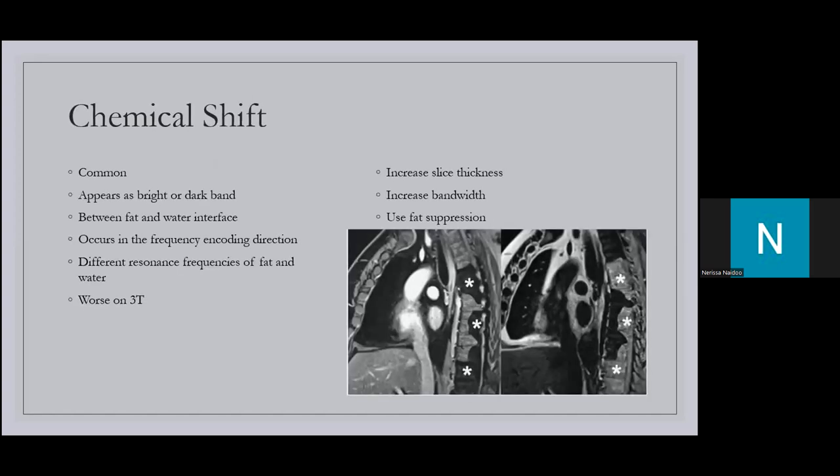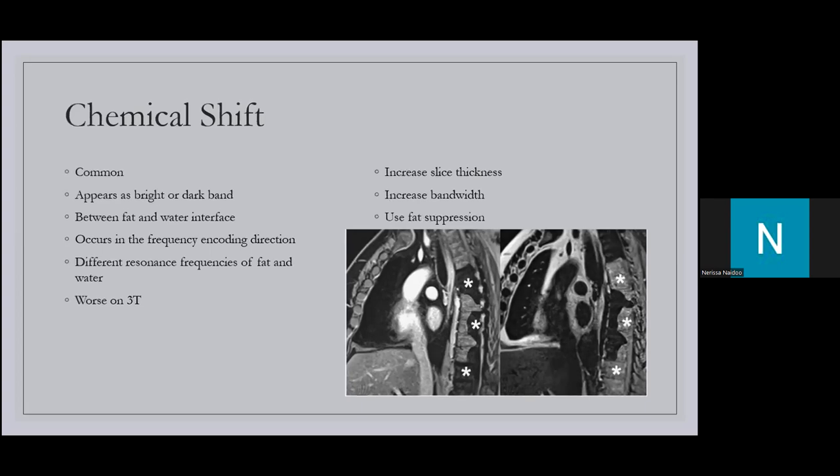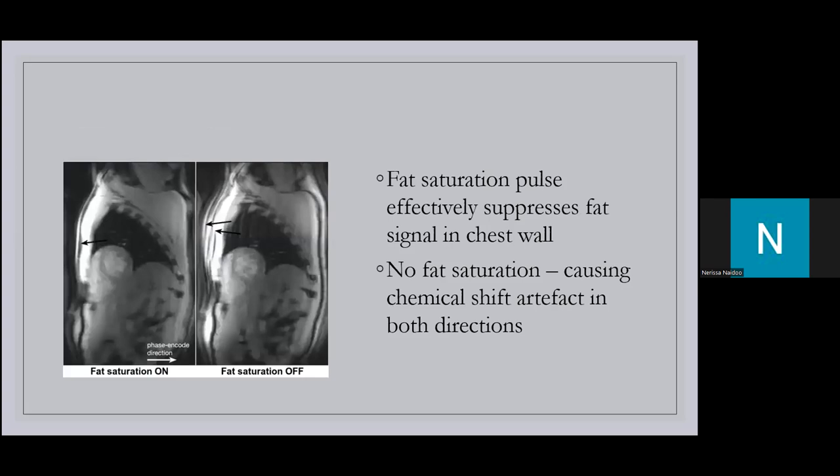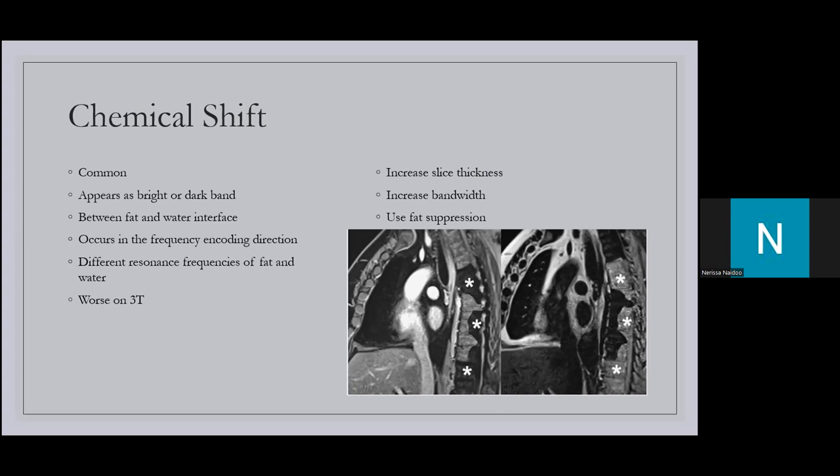Again, just a reiteration that it appears at the interface between fat and water-based tissues. There are two types of chemical shift artifacts. The first one is caused by a misregistration of the signal from the fat and water protons that are present in the same voxel along the frequency encoding direction.